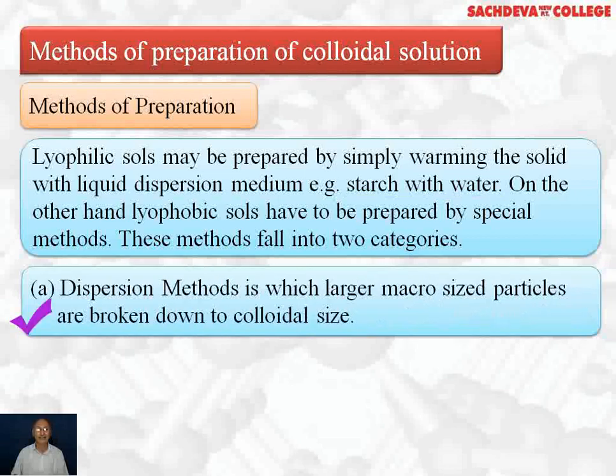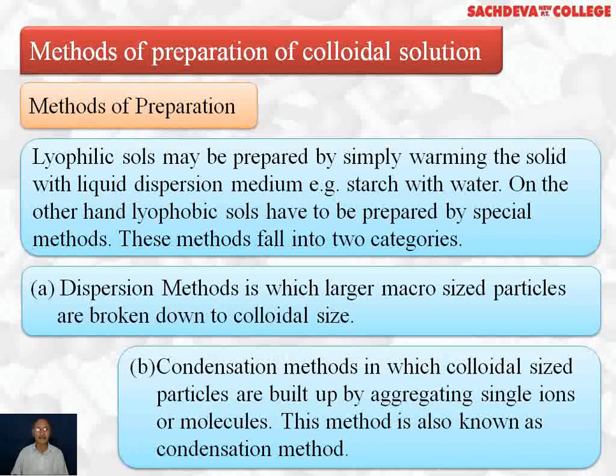The first category is dispersion methods, in which larger macro-sized particles, that is, large size particles, are broken down into colloidal size. The second is the condensation method, in which colloidal sized particles are built up by aggregating single atoms, ions or molecules. This method is known as the condensation method.